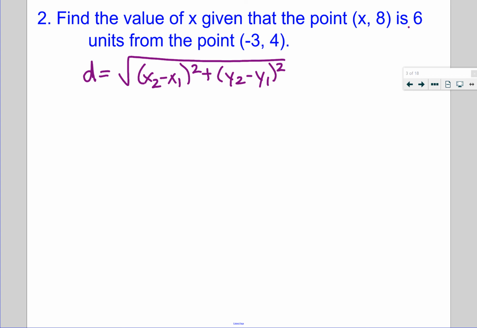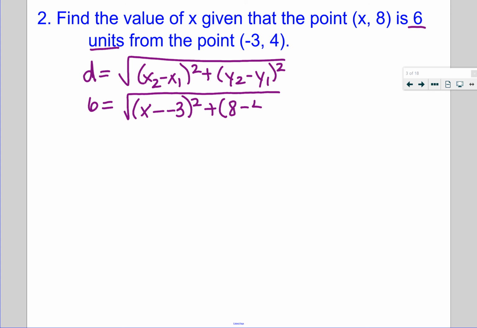In this problem, we are given the distance. We know our distance, one point is 6 units from the other. So we're going to plug that in for D. And then I'm going to plug in my 2 points. My x's are (x minus -3) squared and (8 minus 4) squared. We can simplify a little bit underneath that square root. x minus -3 changes to x plus 3 squared, and 8 minus 4 squared is just 4 squared, which is 16.